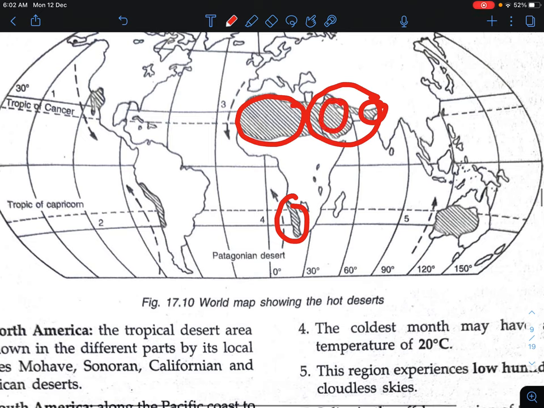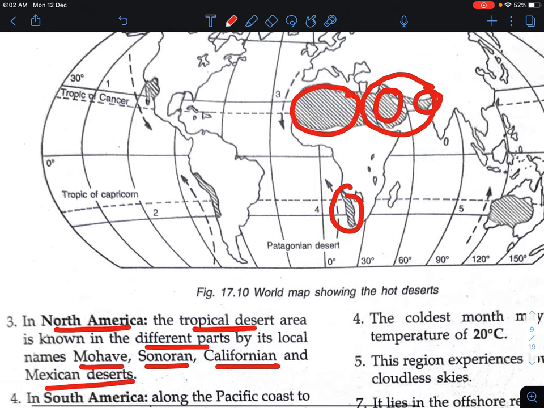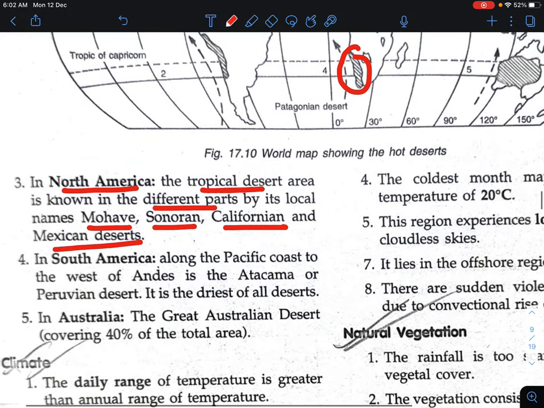Now, in North America, the tropical desert areas are known in different parts by their local names. You can see this is the area. This is California. So in North America, the tropical deserts are known in different parts by their local names: the Mojave, Sonoran, Californian, and Mexican deserts.